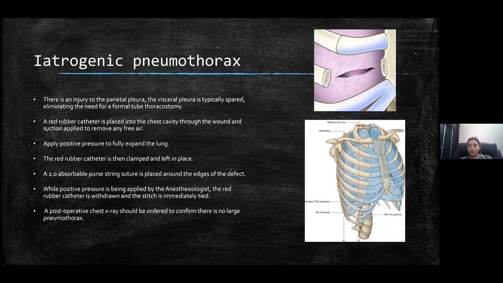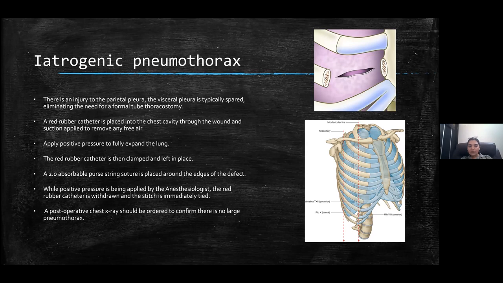Pneumothorax: once you have a good idea of the anatomy in this area, pneumothorax is unlikely to occur. Even if it occurs, what is advocated is that a red rubber catheter is to be placed in the chest cavity through the wound, and suction has to be applied to remove the free air. The anesthetist gives positive pressure to fully expand the lung. Then the red rubber catheter is clamped and left in place.